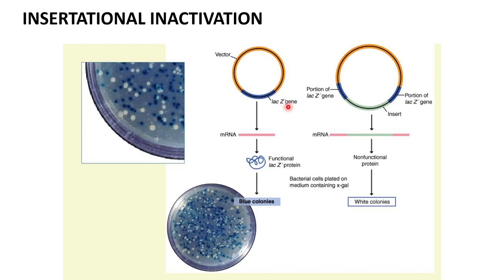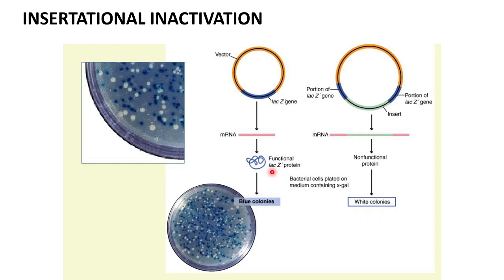The LAC-Z gene is a gene which helps in transcription and translation of galactosidase. Galactosidase is an enzyme which is actually used by bacteria like Escherichia coli to digest lactose. This galactosidase enzyme is coded by the LAC-Z gene. A plasmid or vector is selected such that it will have this gene. This gene undergoes transcription producing mRNA and then translation forming the functional LAC-Z protein. The LAC-Z protein here is galactosidase.